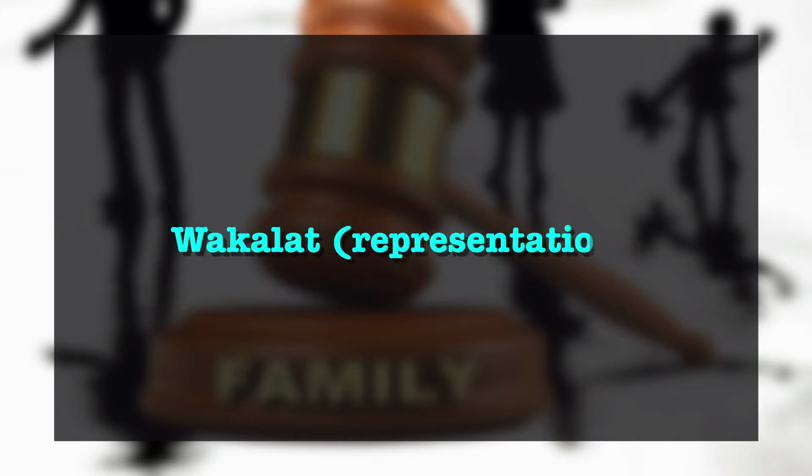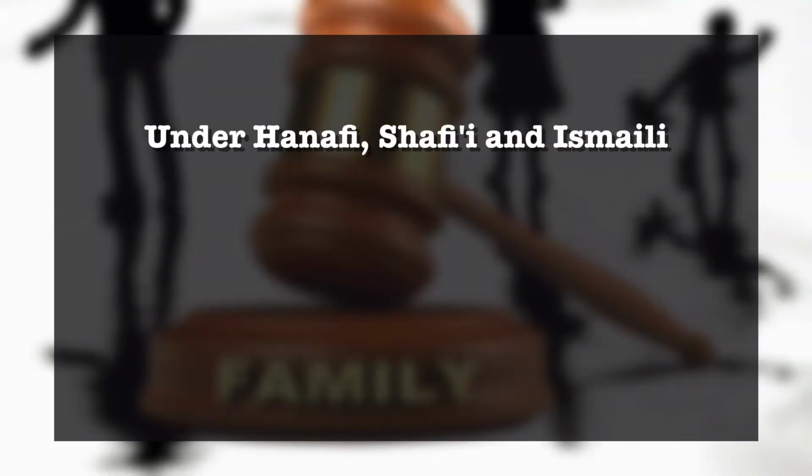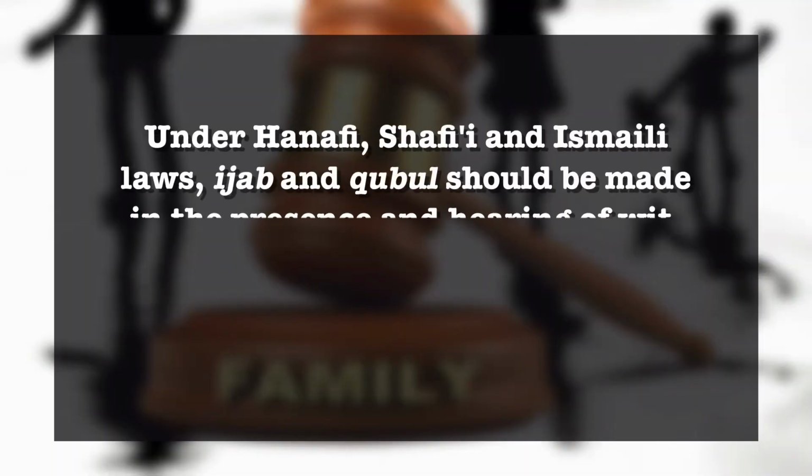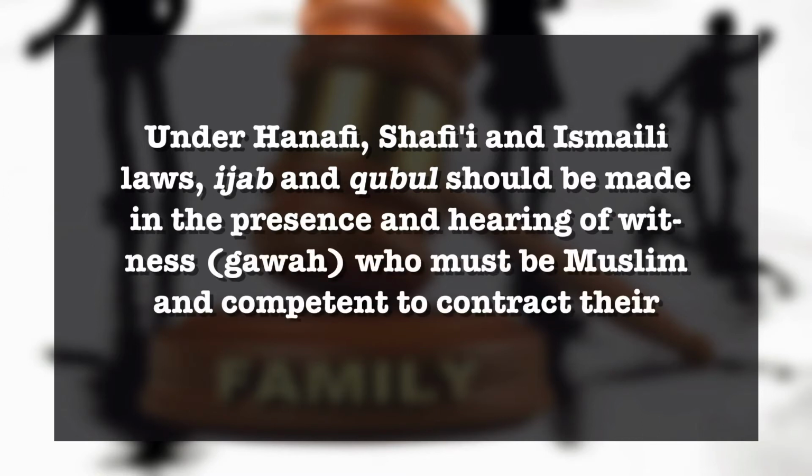Number 5, wakalat, that is representation. Those who are competent to contract their own marriage can make ijab or qabul either personally or through a representative, that is a wakil. Number 6, gawahi, that is witness. Witnesses needed for a marriage are 2 males or 1 male and 2 females. Under Hanafi, Shafi and Ismaili laws, ijab and qabul should be made in the presence and hearing of witnesses, that is gawah, who must be Muslim and competent to contract their own marriage.